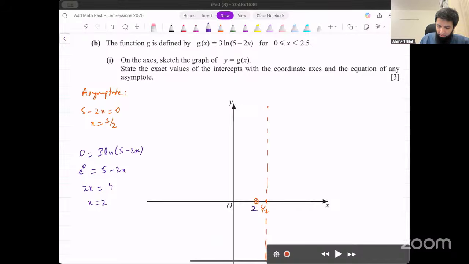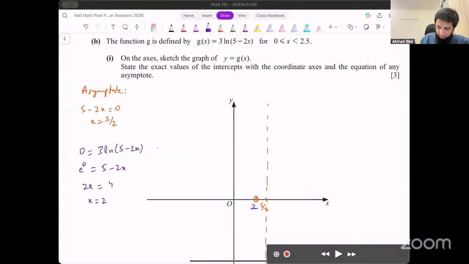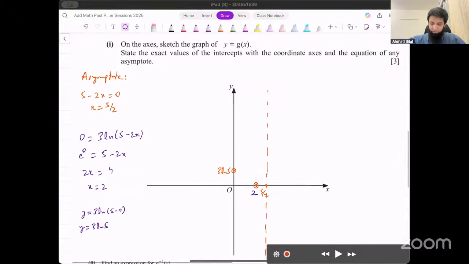Let's find the y-intercept as well. Put x equal to 0 for that. That will give us y equal to 3 ln of 5 minus 0. So that's 3 ln 5. So on the vertical axis, you can mark some point 3 ln 5. That's a positive number, right? Let's suppose that is maybe here somewhere. Let's mark that point as 3 ln 5. That's your y-intercept.